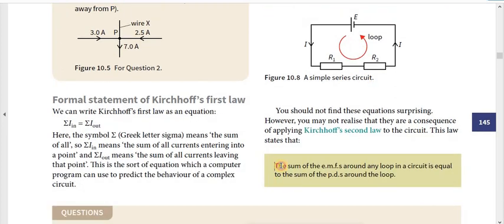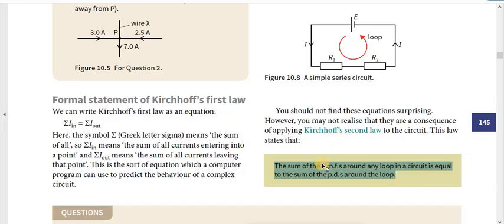Yeah, this is Kirchhoff's second law. Again, you can see it is in a green box, or we can say it's highlighted in green, which means it's very important. You have to study it, you have to memorize it, because they can ask you to state or define whatever is in these green boxes.